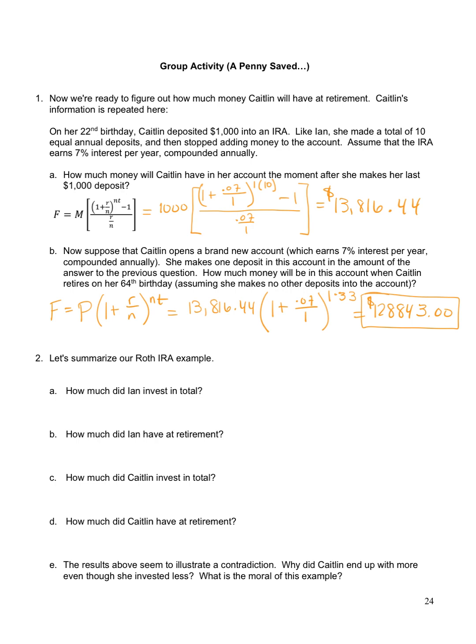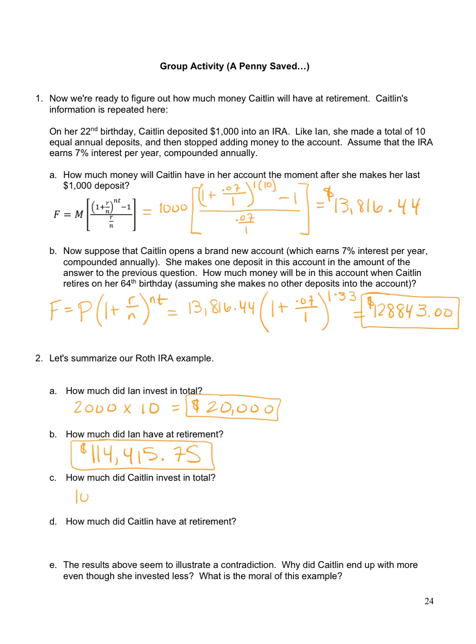To summarize, how much did Ian invest in total? Ian made deposits of $2,000 10 times, so he put $2,000 in a year for 10 years, and his total investment was $20,000. If you go back and check the demo, how much did Ian have at retirement? We calculated that he has $114,415.75 at retirement.